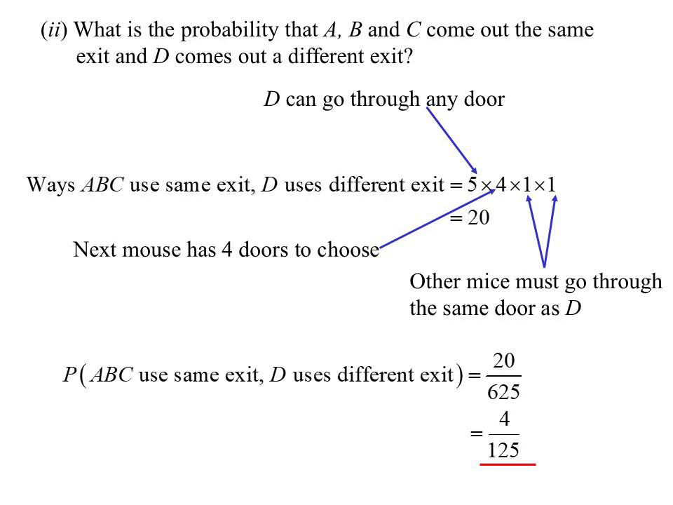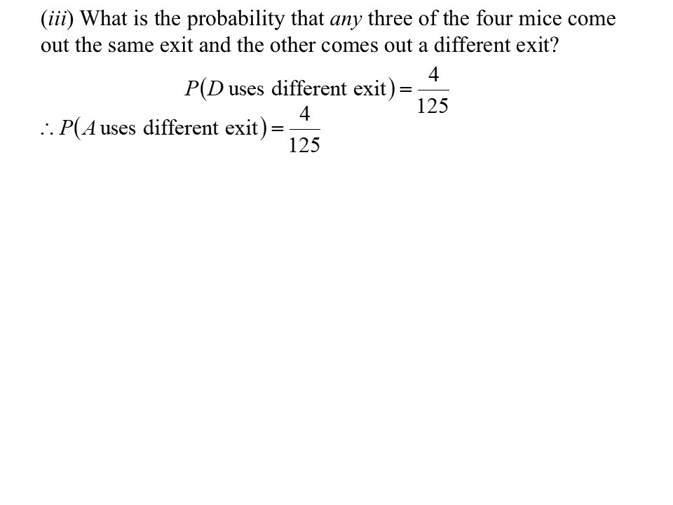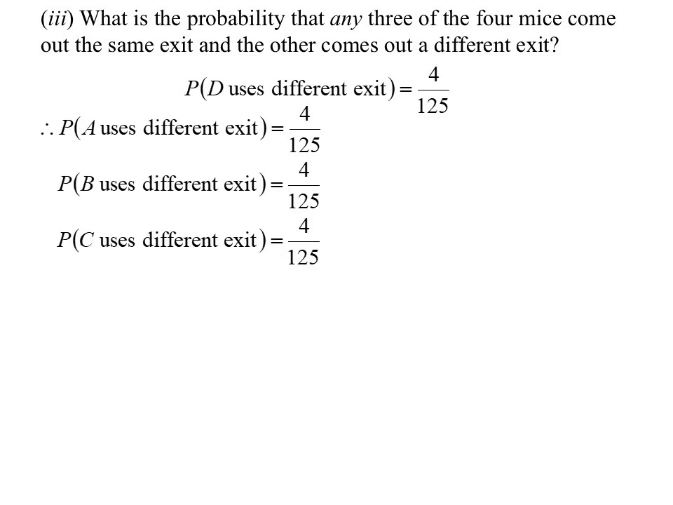But then they asked, well, what's the probability that any 3 of the 4 mice go out the same exit, so it doesn't have to be A, B and C, and the other mouse goes out a different exit? We just worked out the situation that D uses a different exit to the other 3. But that's just one of the mice. It's all equally likely. So the probability that A goes through a different exit to the other mice must also be 4 in 125. Probability of B doing it must also be 4 in 125. Probability of C doing it must be 4 in 125.